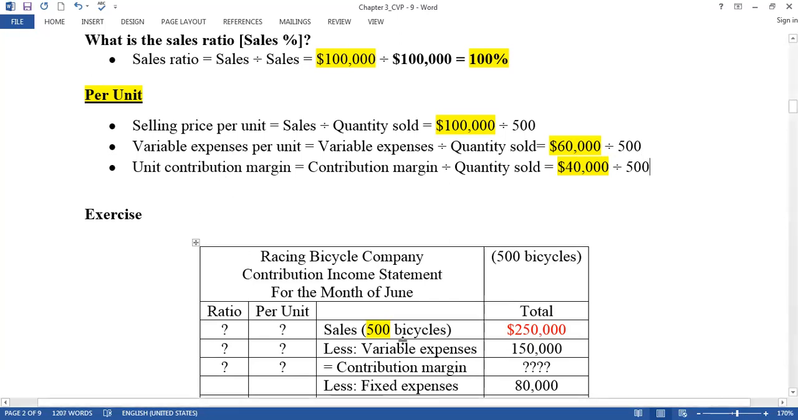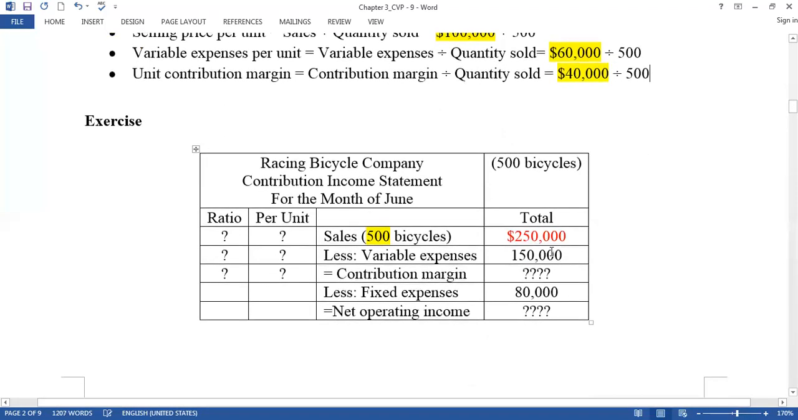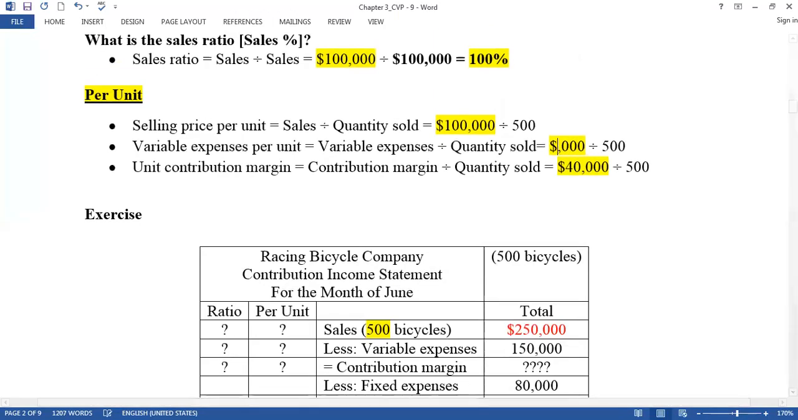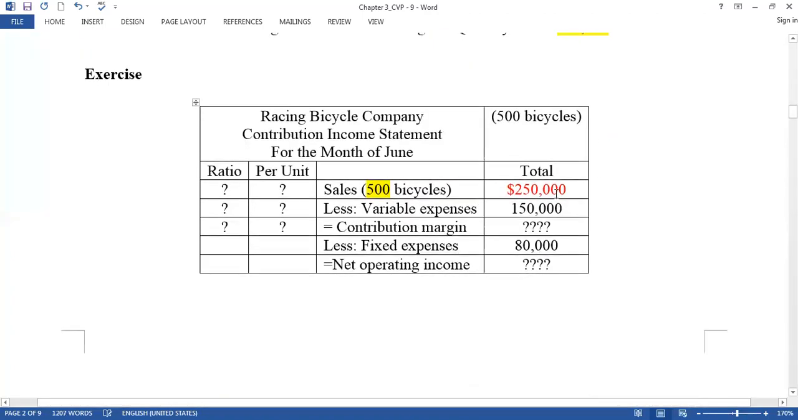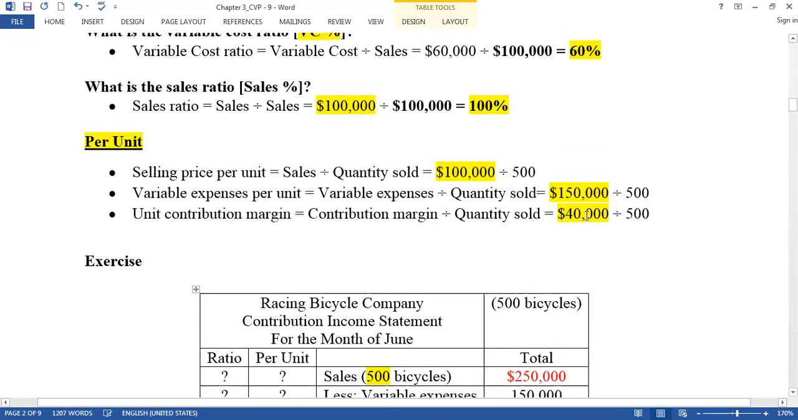We need the variable cost according to this question. According to this question, variable cost is $150,000. What is the contribution margin? Can you remember the formula? Sales minus variable cost equals contribution margin, so $100,000.